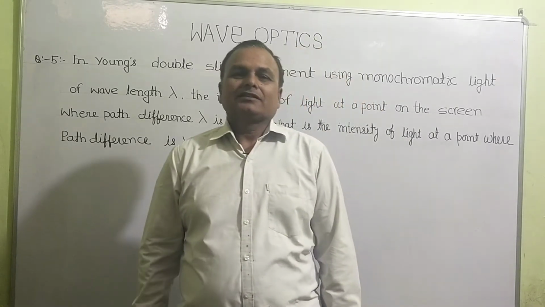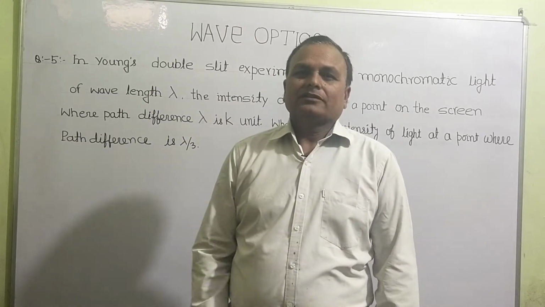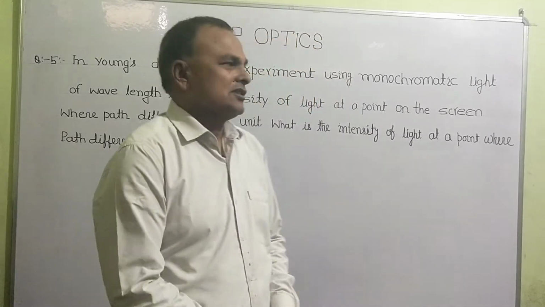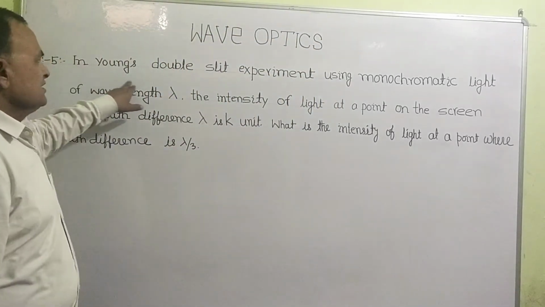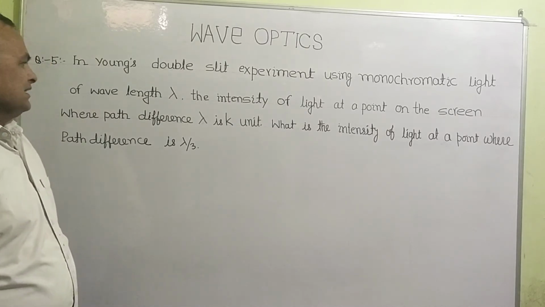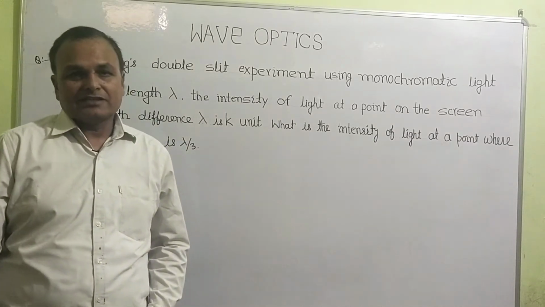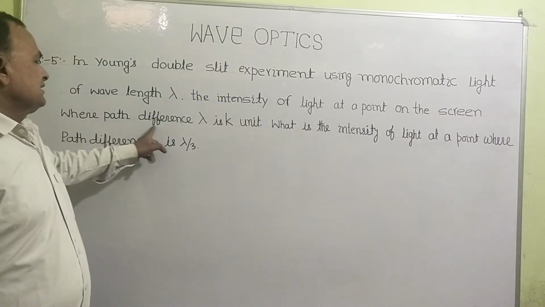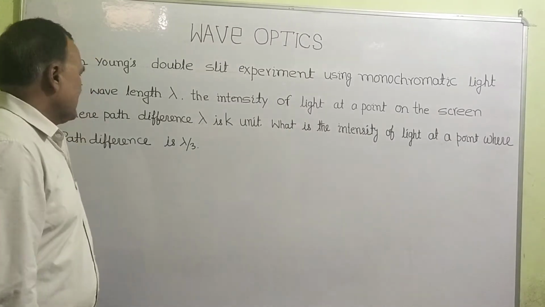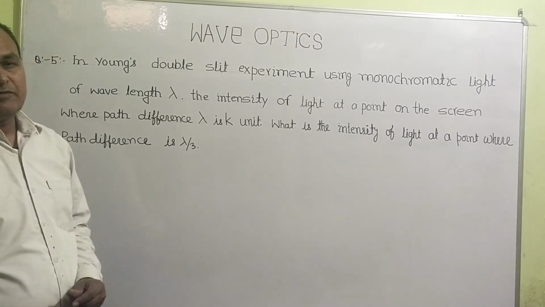Welcome to class Physics. Today I am going to explain the numerical related to wave optics, question number 5. In Young's double slit experiment, using monochromatic light of wavelength lambda, the intensity of light at a point on the screen where the path difference is lambda is k units. What is the intensity of the light at a point where the path difference is lambda by 2?